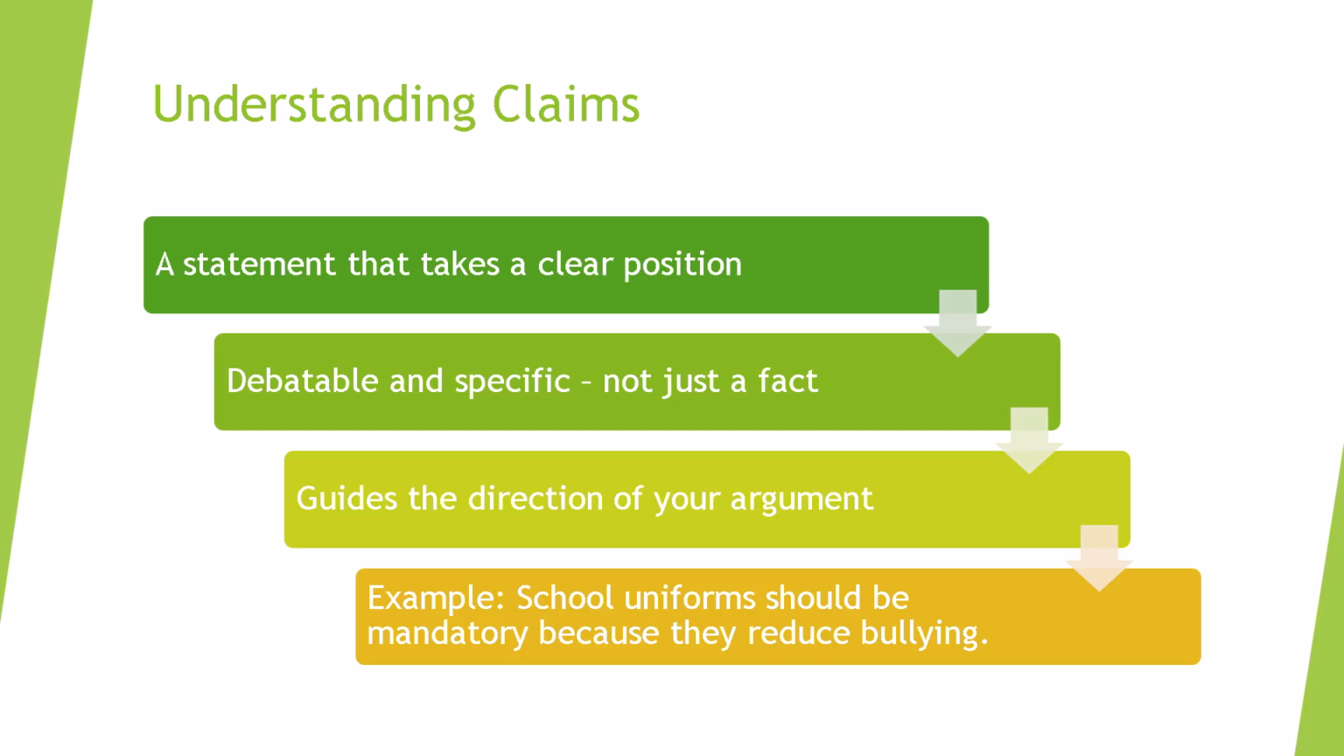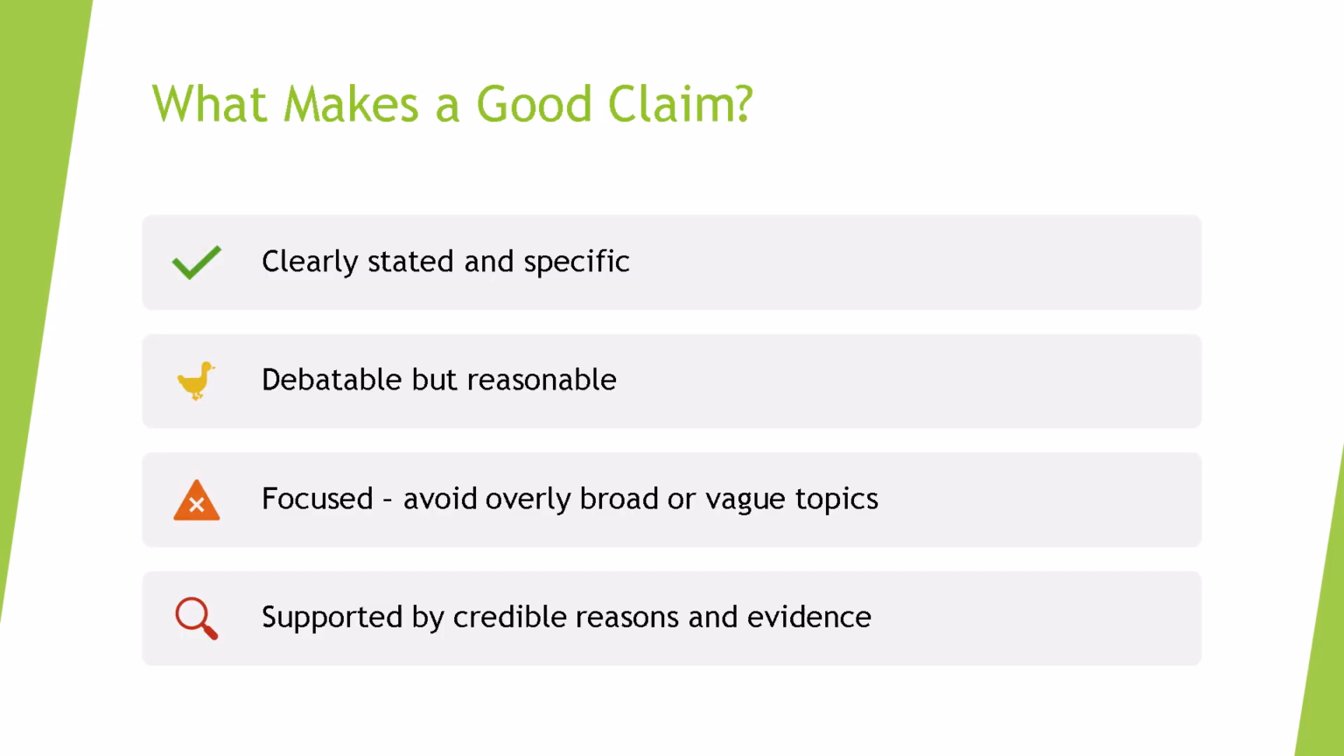A claim is a statement that takes a clear position on an issue. It should be debatable and specific, not just a statement of fact. For example, "pollution is bad." That's too general. It's true, but it doesn't invite discussion. Instead, we might say, "local governments should ban single-use plastics to protect the environment." That's specific and arguable. Your claim should guide the direction of your argument because it sets the focus and the scope of what you're saying. A good example of this is "school uniforms should be mandatory because they reduce bullying." That statement takes a clear position and gives us a logical reason to explore.